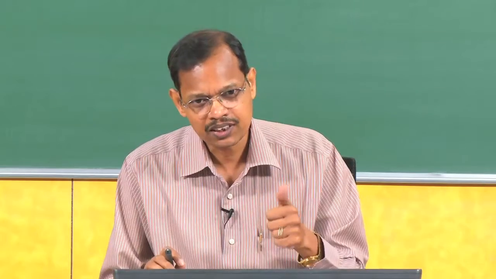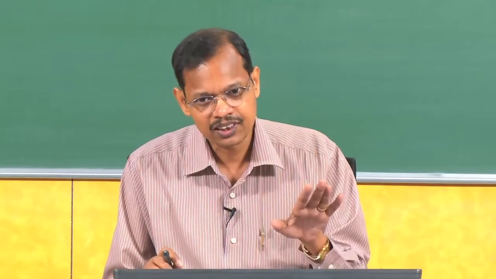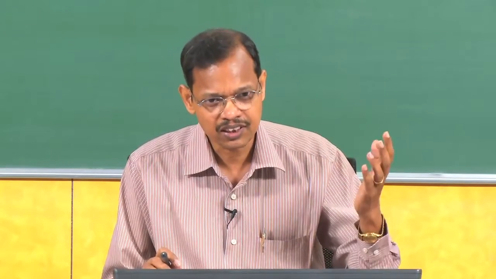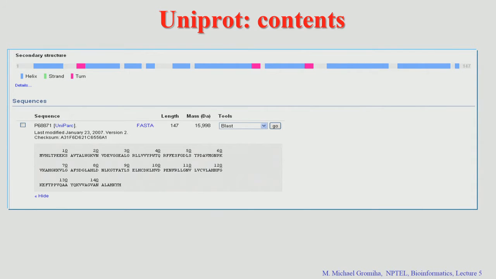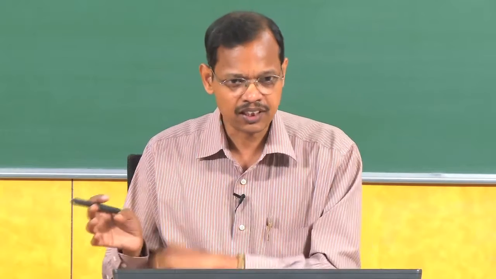UniProt contains not only the sequence, it contains data for other functions and the structure of a particular protein. Here is the sequence. How many residues are there in this protein? 147 residues, right. You get the complete sequence, and here they give the secondary structure, because as you know this protein is an alpha helical protein, predominantly with alpha helices. I will discuss the secondary structure in later classes.